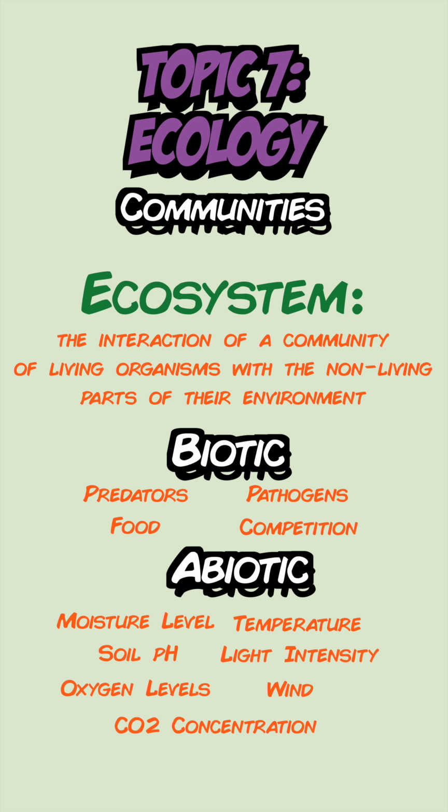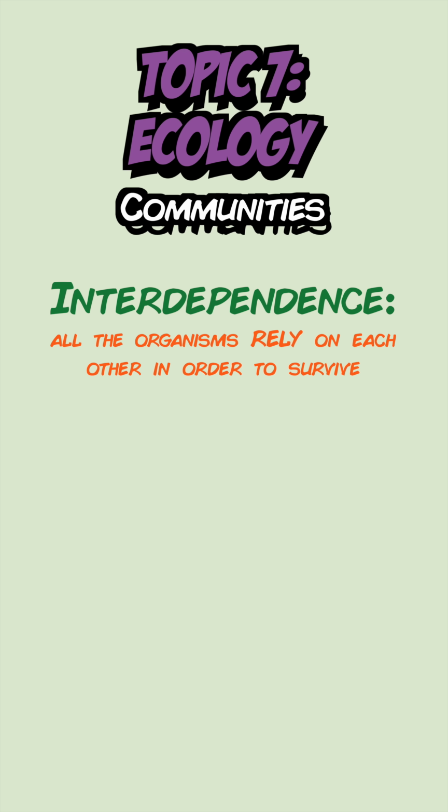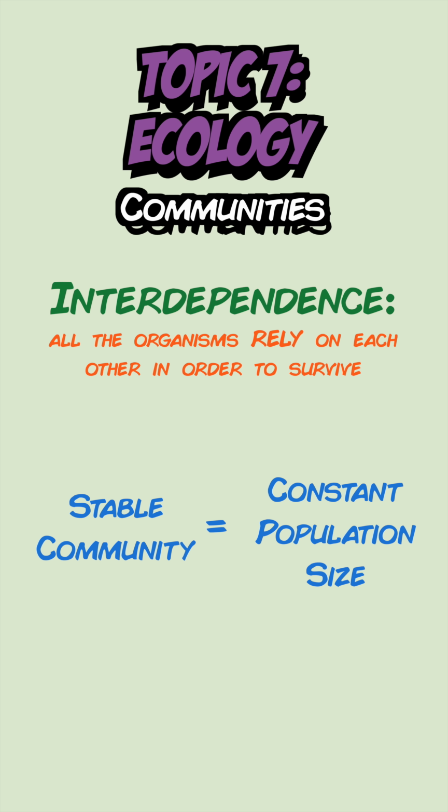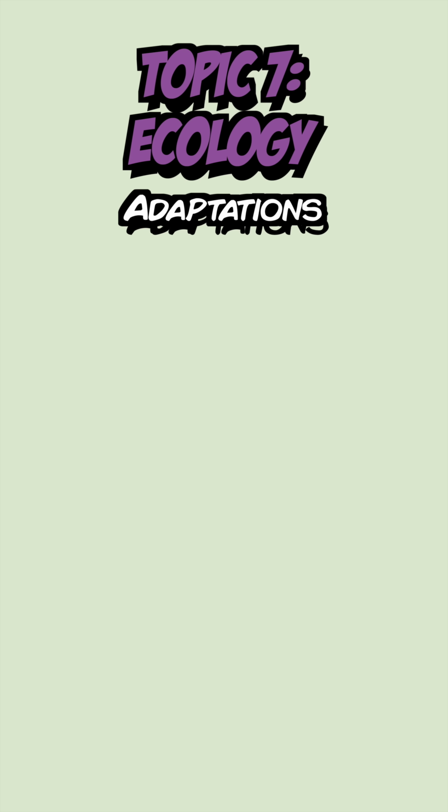All organisms within a community are interdependent, which means they all rely on each other. And for a community to be stable, their population sizes need to remain fairly constant. The organisms can be adapted to their environments to help them survive better. This can include one of three types of adaptations.